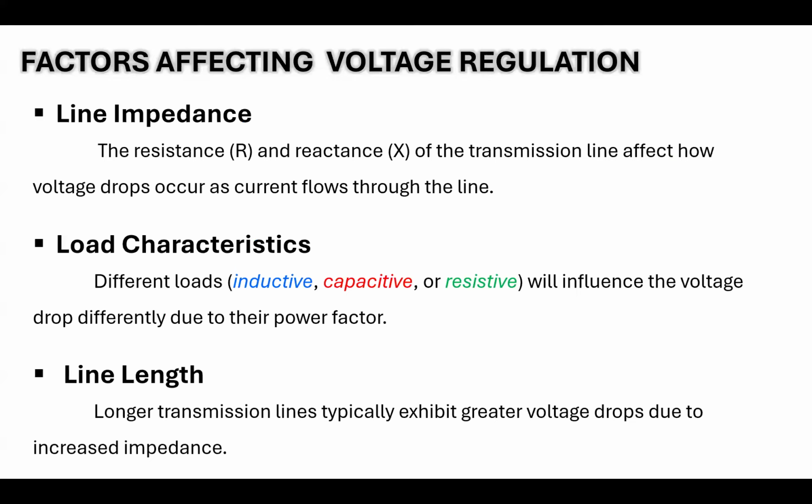Una, line impedance. So the resistance and reactance of the transmission line affect how voltage drop occurs as current flows through the line. So, tumataas ang impedances natin. So, naapektuhan ang voltage regulation natin. The load characteristics, tulad ng kung siya ay inductive, capacitive, or resistive, will influence the voltage drop differently due to their power factor. The line length. The longer transmission lines typically exhibit greater voltage drops due to increased impedance. So, these are the factors affecting the voltage regulation of the transmission line.